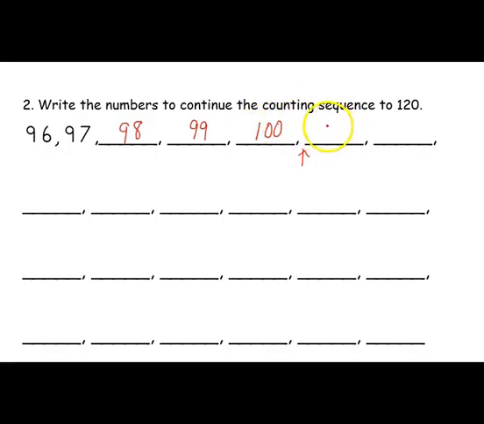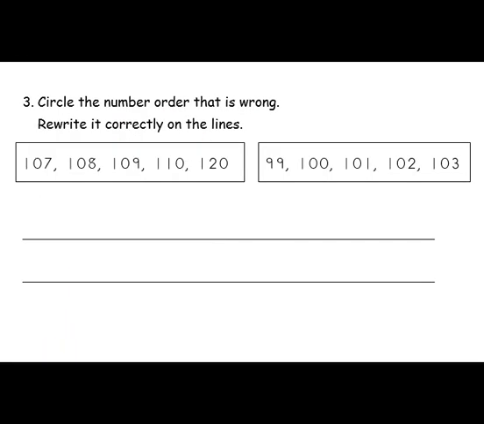So now we're just going to say 101, 102, 103, and so on. And in this section, we're going to identify the counting sequence that is incorrect and rewrite it correctly on the lines.